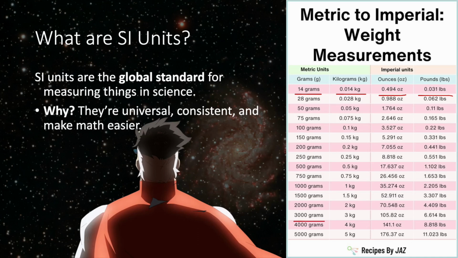You can see this in every single thing, but I'll do one more. 3,000 grams to 3 kilograms. All you're doing is moving the decimal point 3 times to the left. That's so much easier than 105.82 ounces and converting that to 6.614 pounds. You have to do way more math here. It's just a lot easier with the metric system. And that's why the SI system uses the metric system. And I'm aware SI has the word system in it.